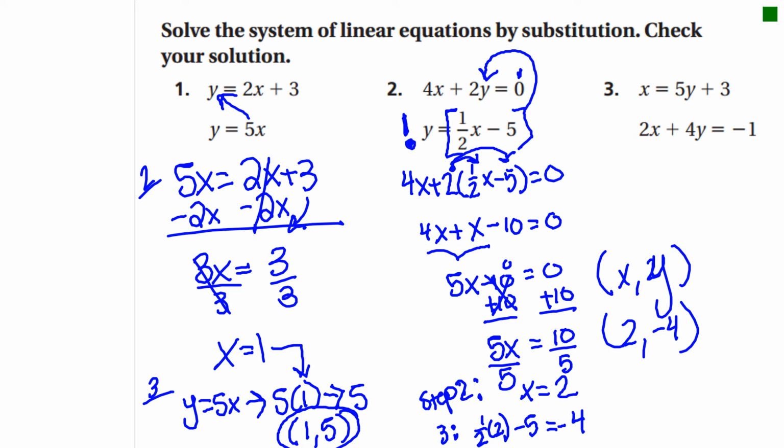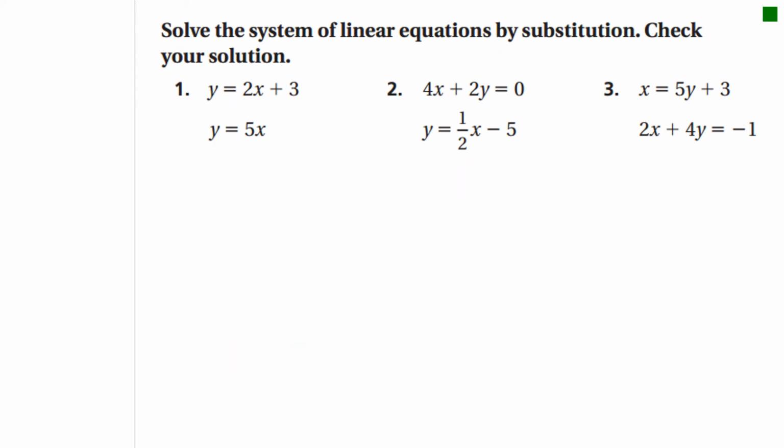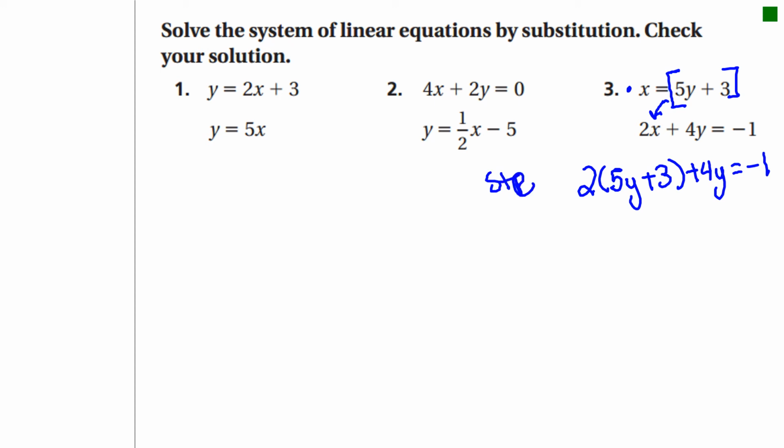All right, example 3. I'm going to have to erase my screen, so if you're not ready, go ahead and pause your video and play when you're ready. Example 3, step 1, get variable equals. Done. This one says variable equals. Plug in for that variable it's equal to. So we're plugging in for x, 2 parentheses, 5y plus 3 plus 4y equals negative 1. If you have more than one variable in this part right here, in the start of step 2, you did something wrong, okay? There should only be one variable.